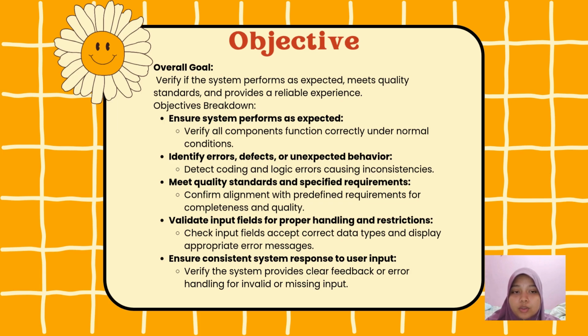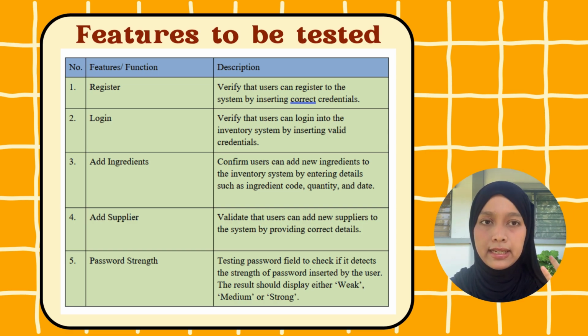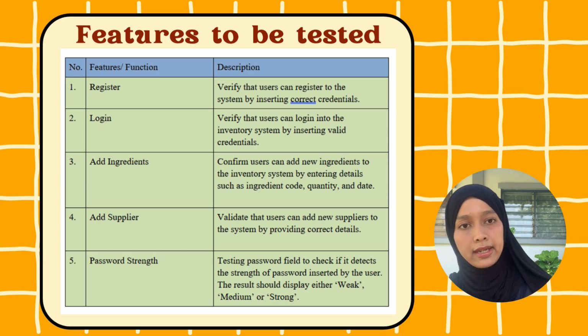We want to check that the input fields accept the correct data types and display appropriate error messages. And lastly, we want to ensure consistent system response to the user input. We want to verify whether the system provides clear feedback or error handling for invalid data or missing input. To continue, there are 5 functions to be tested in this system: register, login, add ingredient, add supplier, and password strength.